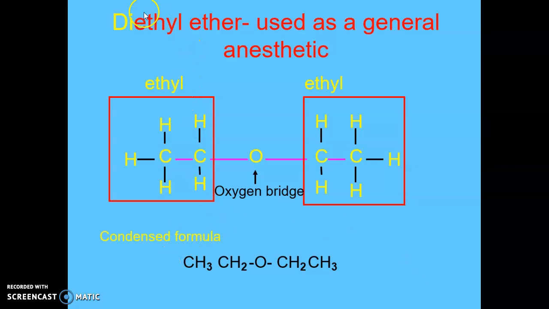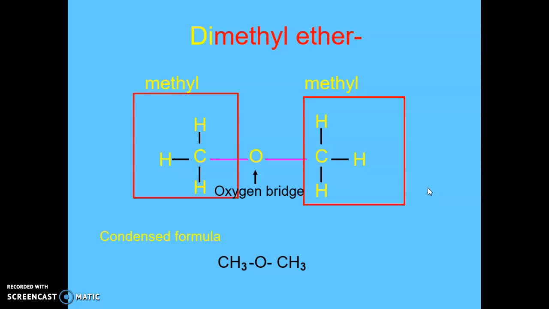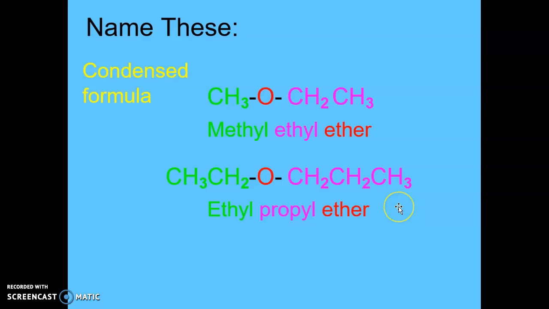For example, we have diethyl ether, because we have two ethyl groups, and the oxygen is the bridge between the two alkyl groups. Oxygen can join, for example, in this case, the two methyl groups, and then we have dimethyl ether. Here we have methyl ethyl ether, ethyl propyl ether.